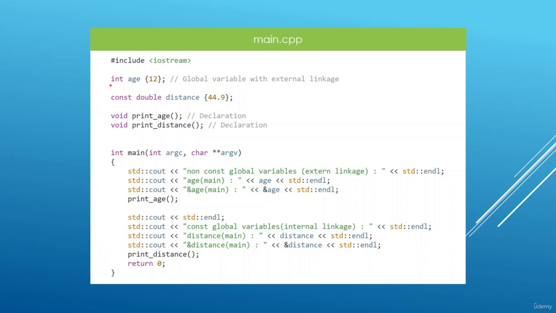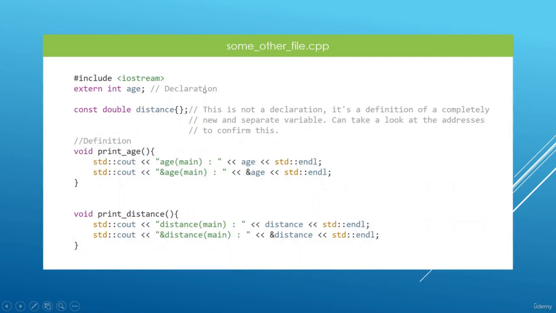We had a global variable declared in the main function. For example, the age variable here, which is not const. It's going to have external linkage by default. And what this means is that we can access this variable from other translation units. For example, we can go in some other file here and access that variable using the syntax here.